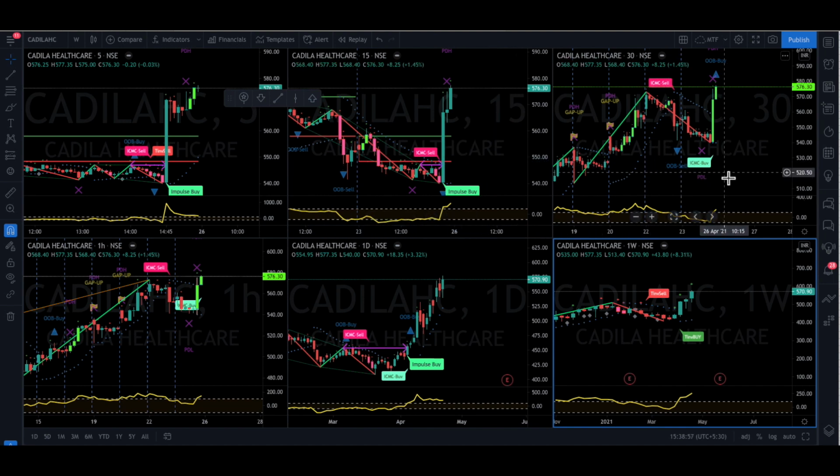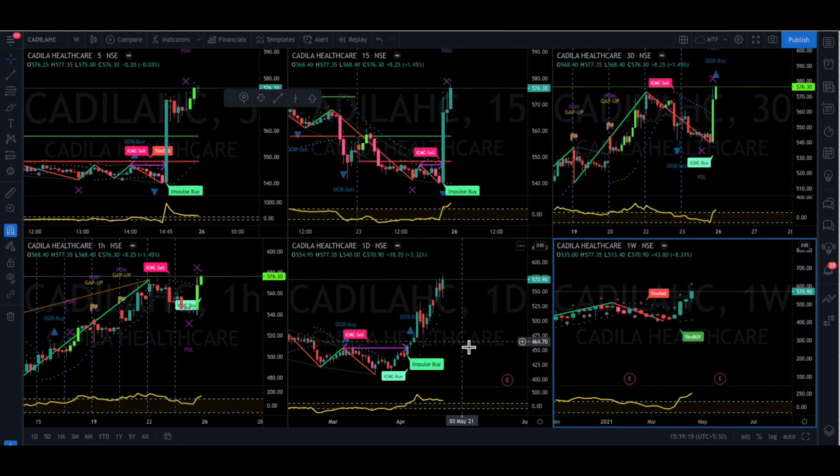Then on the 30 minutes chart, we have an ICMC which got generated here. So this is also something which is quite positive. And on the 1 hour chart, we see the ICMC getting generated again on the last 1 hour bar, which again augurs well for this particular stock.